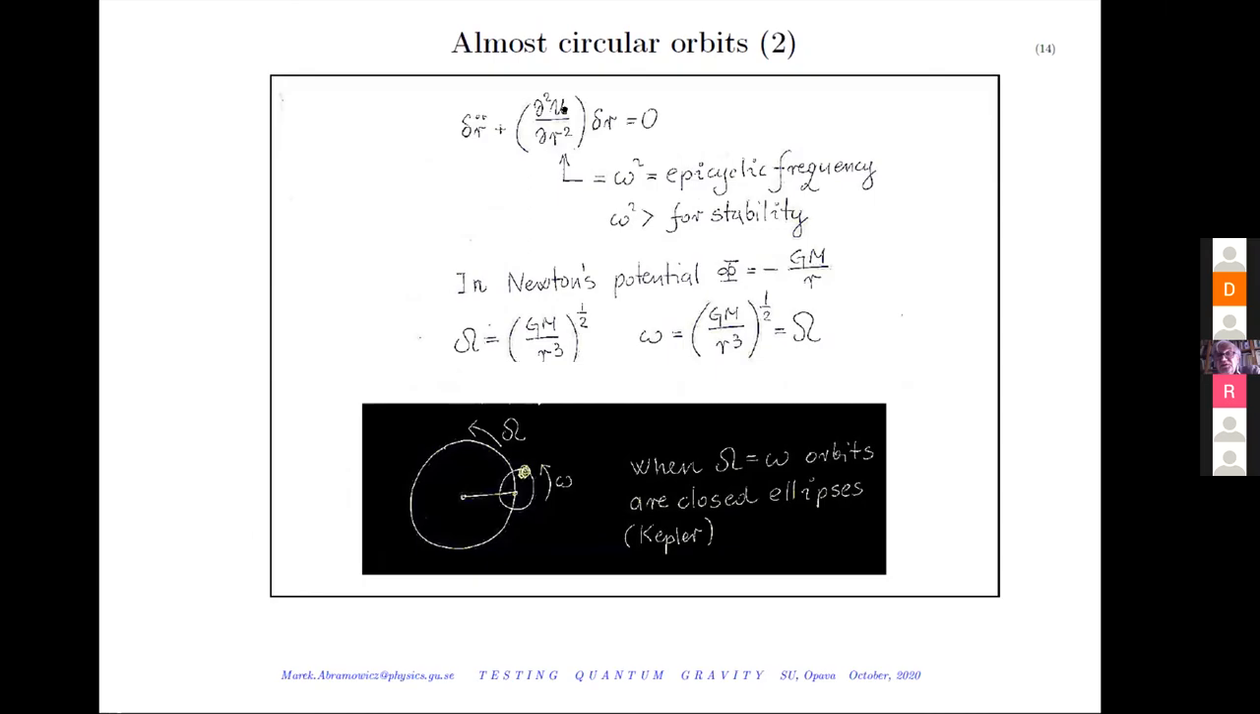For stability, the square of the epicyclic frequency must be greater than zero. Omega squared greater than zero. There is a missing zero here. And in the Newtonian potential, we can easily check that the orbital velocity is given by this formula, and the epicyclic angular velocity is also given by the same formula. So these two angular velocities are equal, which means that when a planet makes a full circle along the epicycle, it also makes a full orbital circle exactly at the same time. So after one turn, it arrives at the same point here, which means that the orbits are closed and they are ellipses. That's Newton's theory.